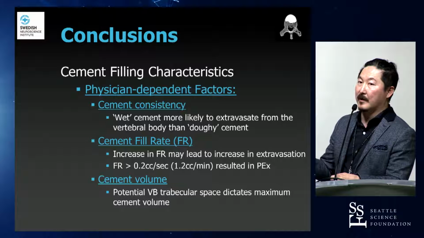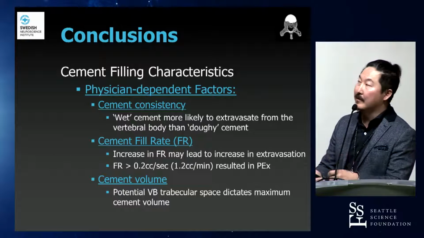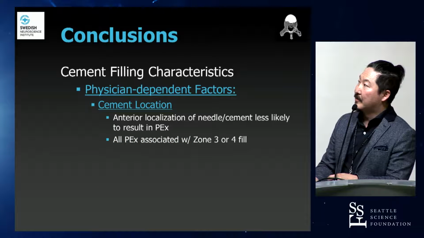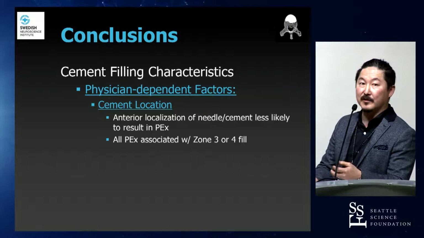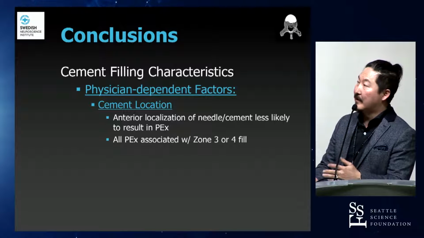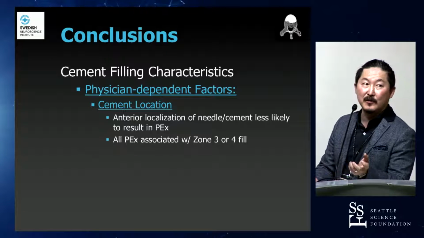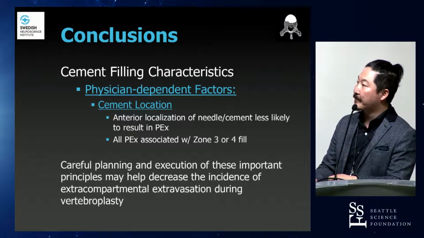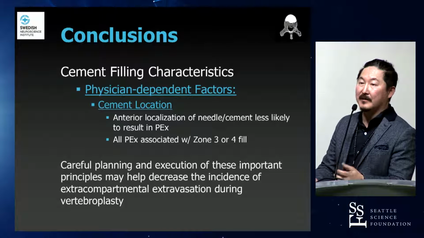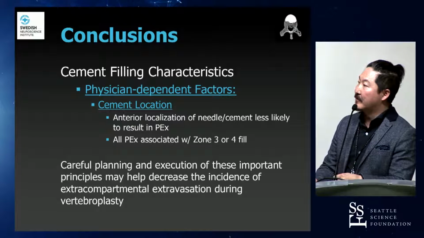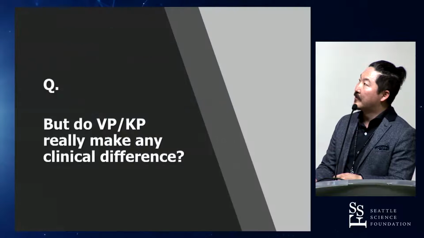And we're going to go and demonstrate thoracic. As you know, the thoracic volume is much less than the lumbar as well. This location is also very important. The anterior localization of the needle is less likely to result in posterior extravasation, although it doesn't mean that it cannot happen. But all posterior extravasation is associated with at least a zone 3 or zone 4 fill. So careful planning and execution really can help to minimize the incidence of these types of extravasations occurring during vertebroplasty or kyphoplasty.